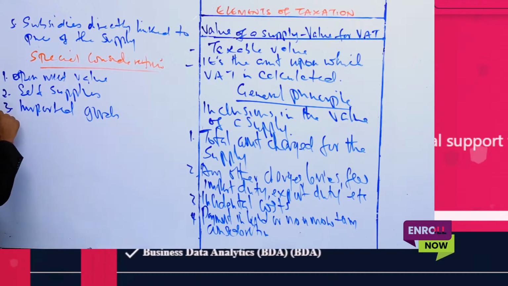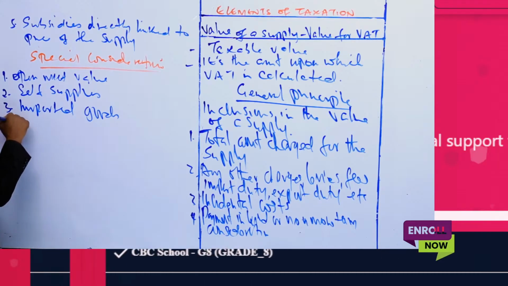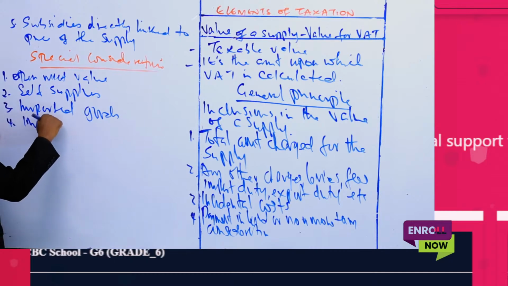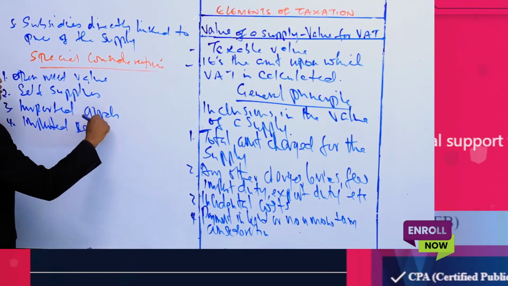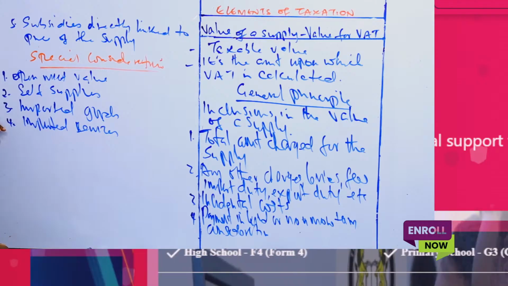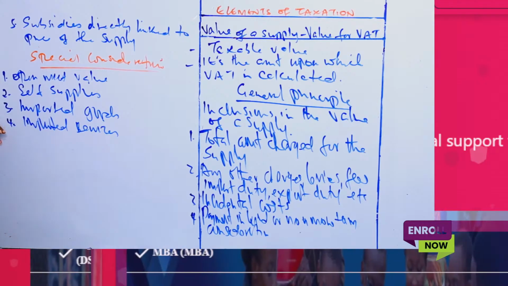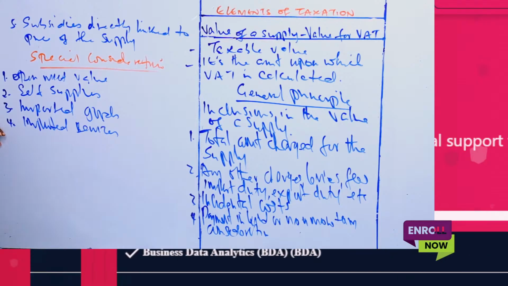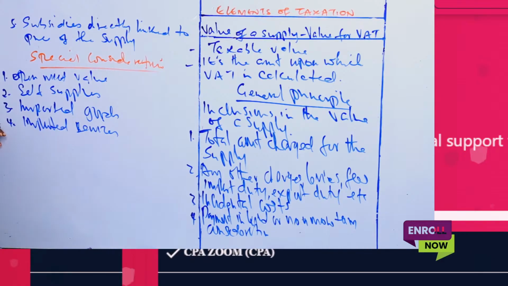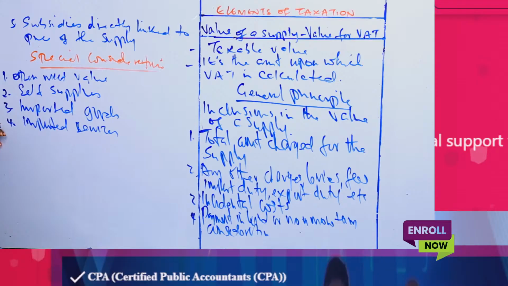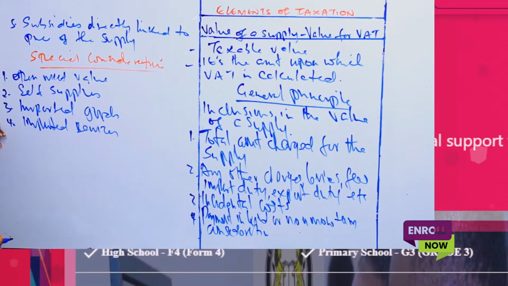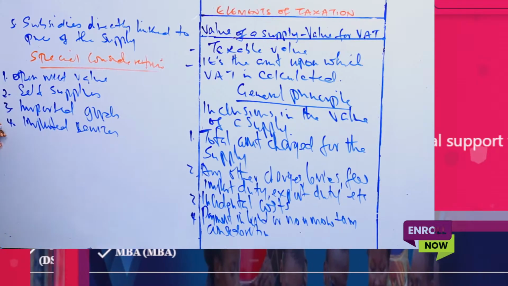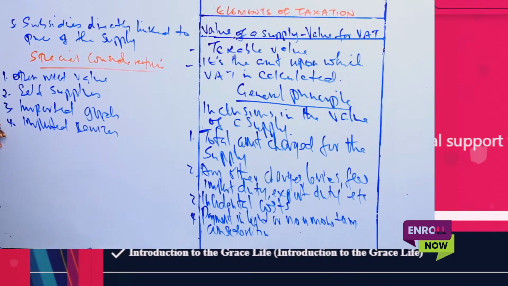Then we have imported services. We have imported goods and imported services, what we call the reverse charge. For imported taxable services, where the recipient in Kenya is a VAT registered person, they are generally required to account for VAT under the reverse charge mechanism. And this taxable value is the consideration paid or payable for the imported services.